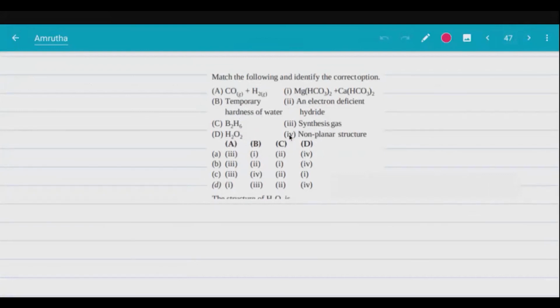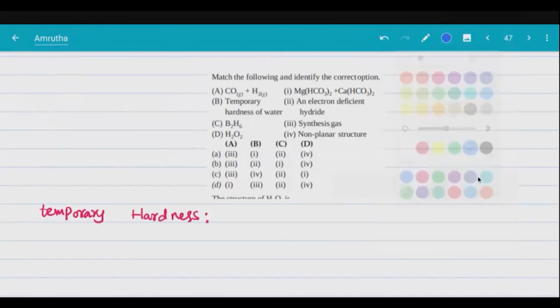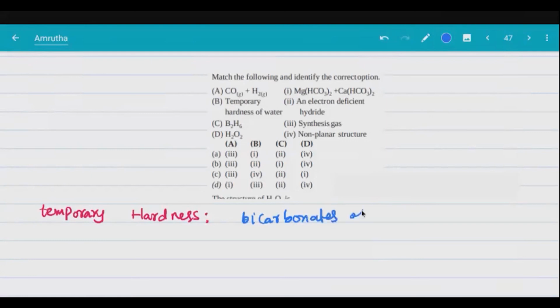Look at this. Match the following. Temporary hardness of water, everybody should know. Temporary hardness because of bicarbonates, right? Bicarbonates of calcium and magnesium. If these bicarbonates are present in water, that water has temporary hardness. So B must be 1.